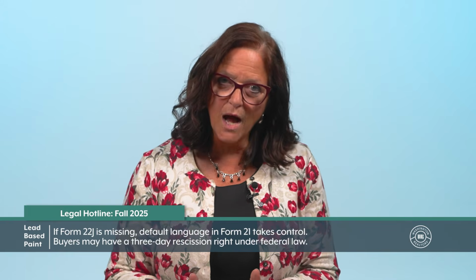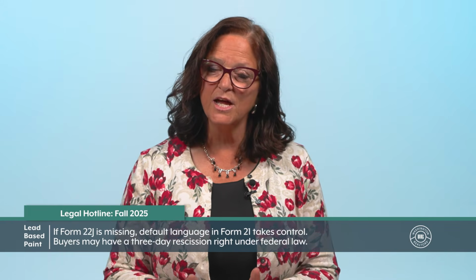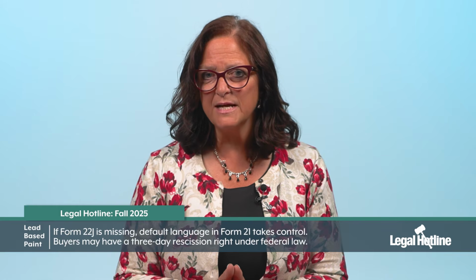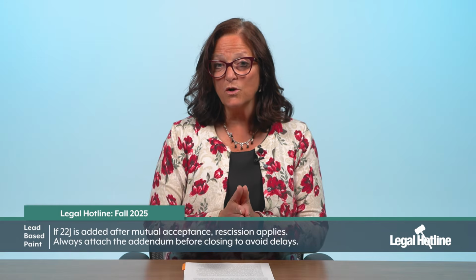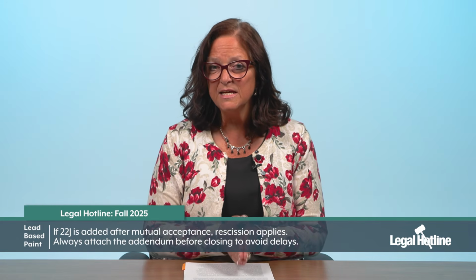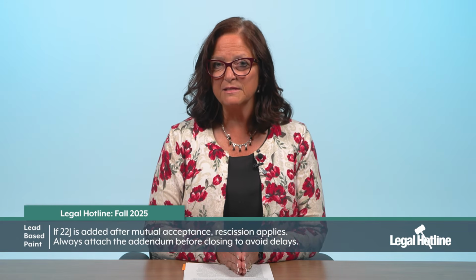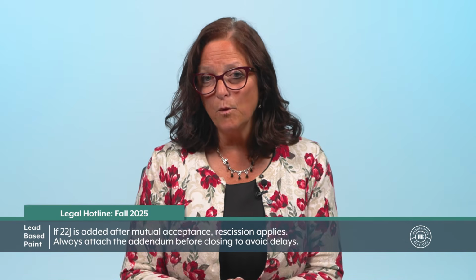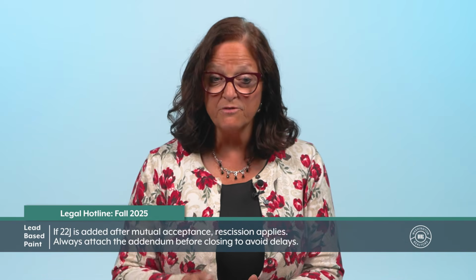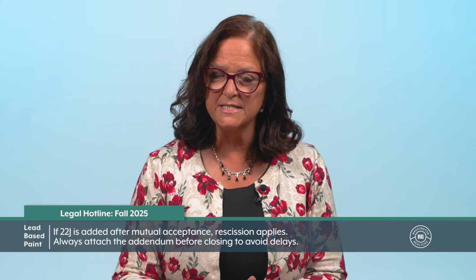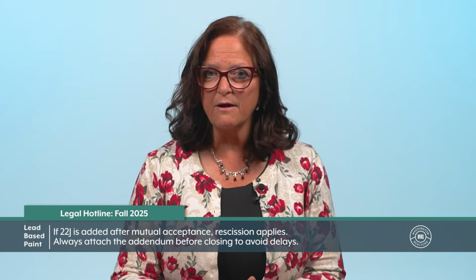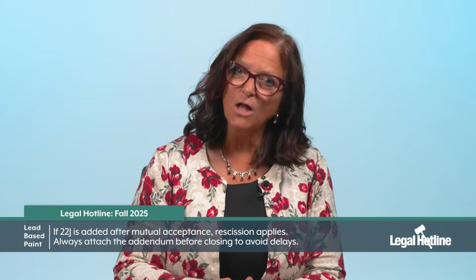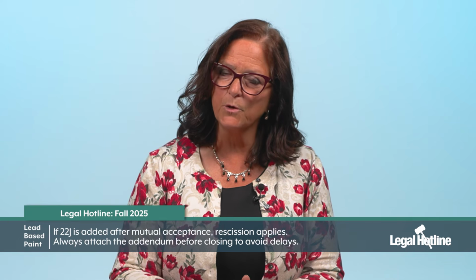Federal law requires that the language in the 22J be part of the transaction anytime the seller's home was built prior to 1978. And so the question then is, if it is not part of the purchase and sale agreement at the time of mutual acceptance, what does that mean? And the boilerplate language of Form 21 provides the answer in Washington state. It means that buyer has an automatic 3-day right of rescission for 3 days following attachment of the 22J to the purchase and sale agreement.